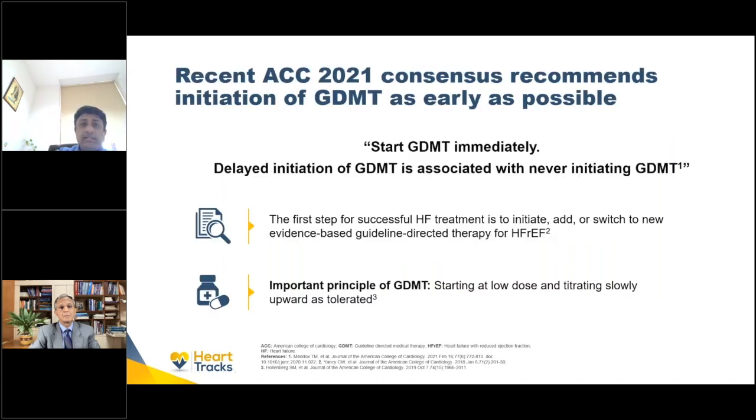The recent ACC 2021 document says that guideline-directed therapy should be started as early as possible, with the minimal dose of all the drugs, rather than starting one drug at a higher dose and another at a minimal dose. So start all the drugs simultaneously, which improves the survival of the patients, at the minimal possible dose, and then it can be titrated slowly.